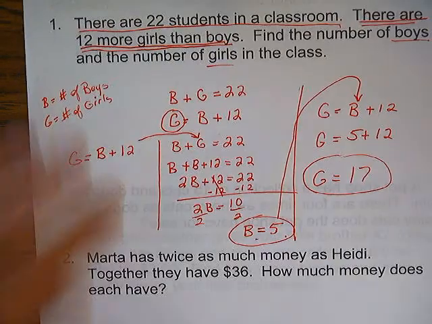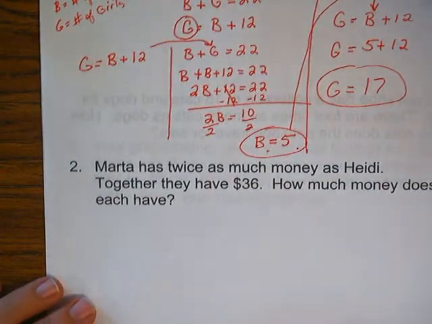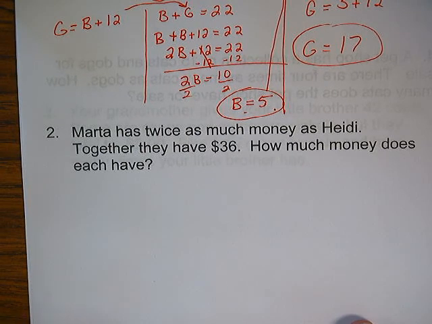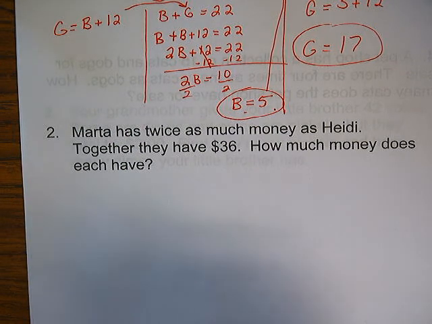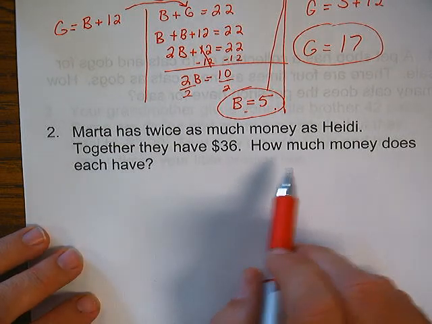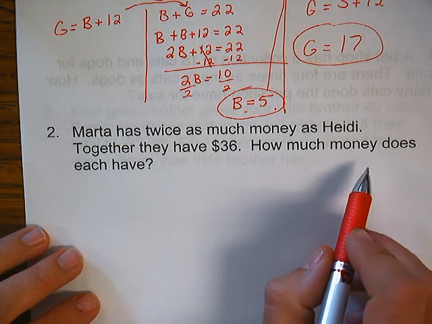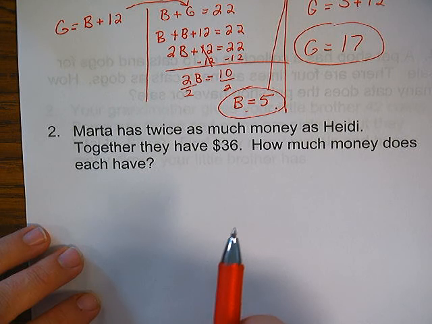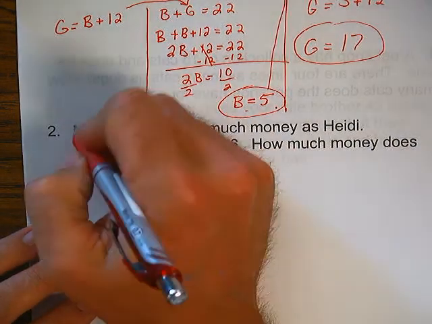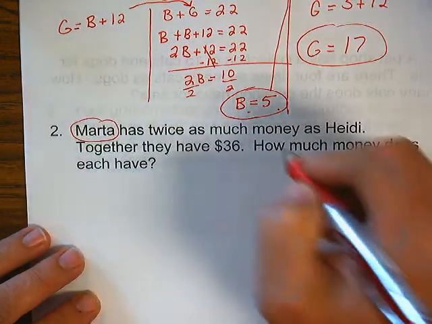Okay, number 2. Same starting point. First we need to find the variables, or what's the unknown. We read through this, and like I said, start with the last sentence, which usually tells you at least one of the variables. How much money does each have? Each refers to Marta and Heidi.